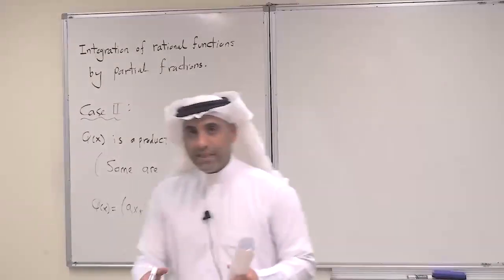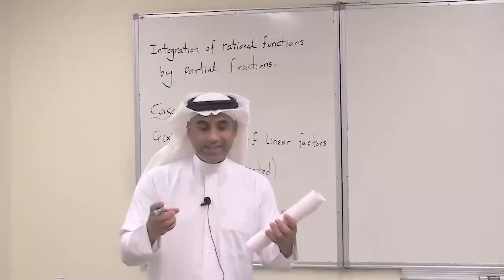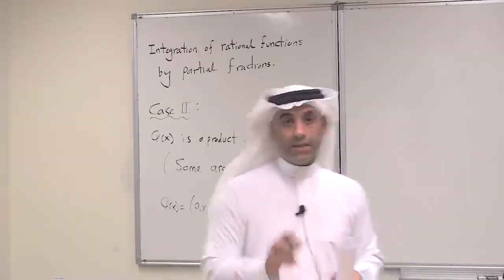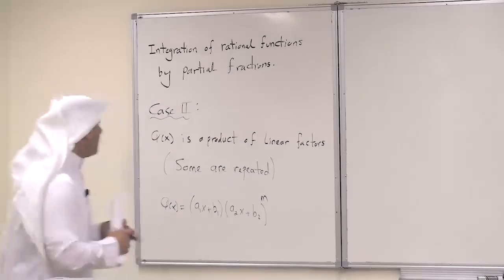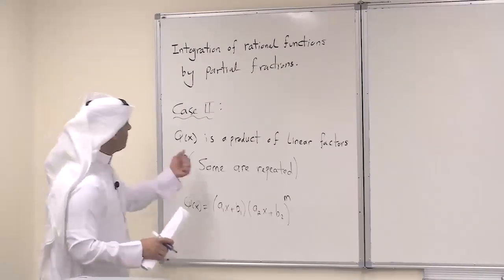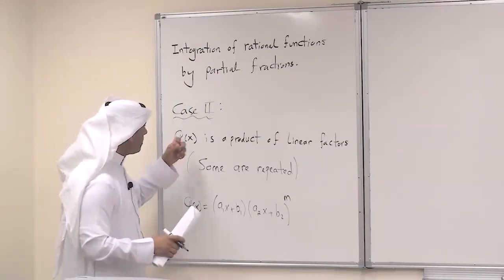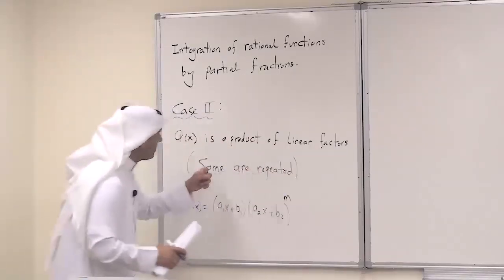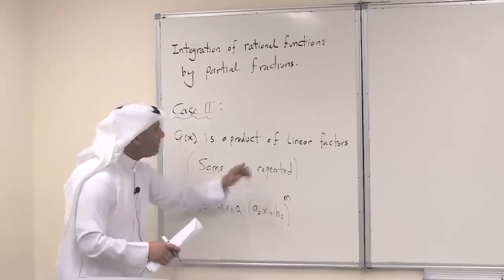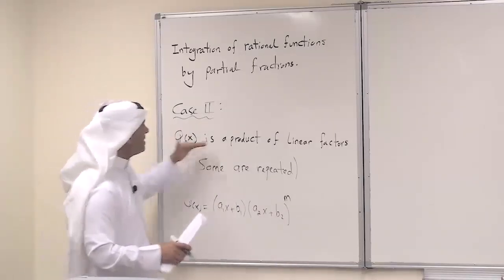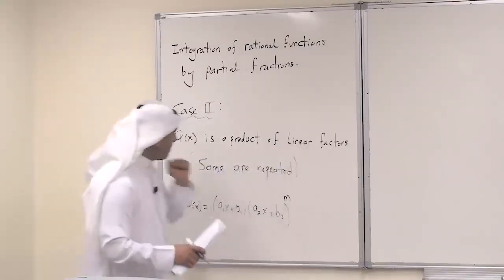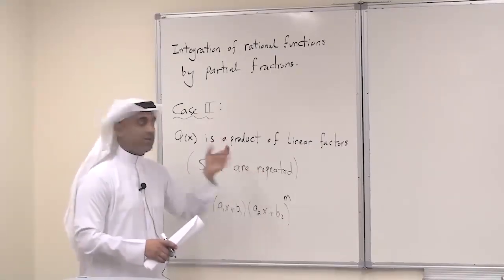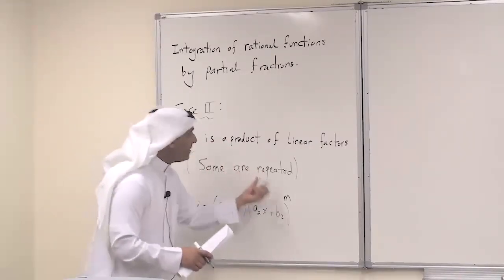Now, after we discuss the first case where Q of x is factored into linear factors, none of them repeated, let's see the second case. The second case for partial fractions is when Q of x is a product of linear factors, yes, but some of them are repeated. Remember, in the first case Q of x is also a product of linear factors, but none of them is repeated. We have distinct linear factors. Here some of them are repeating.